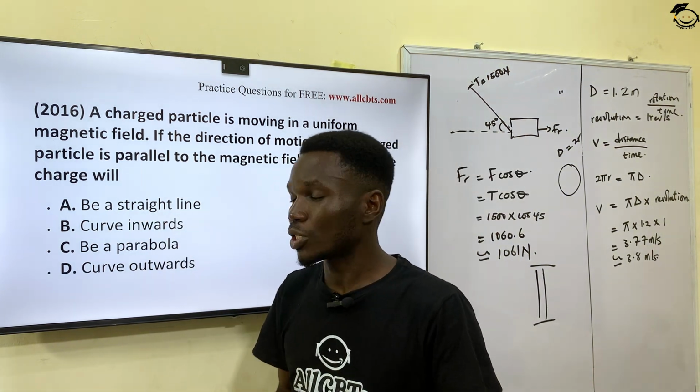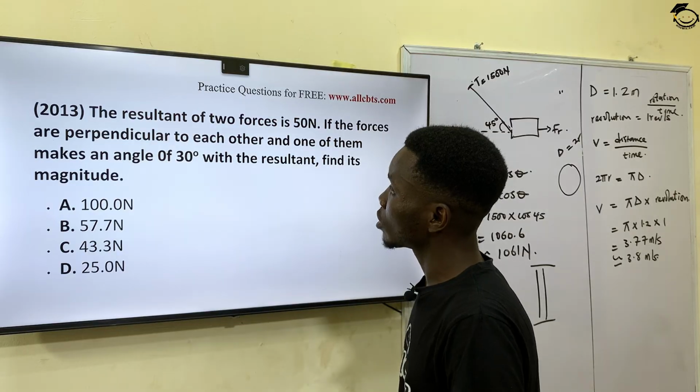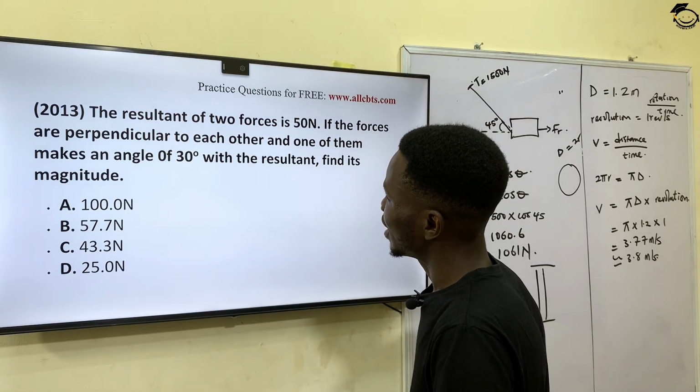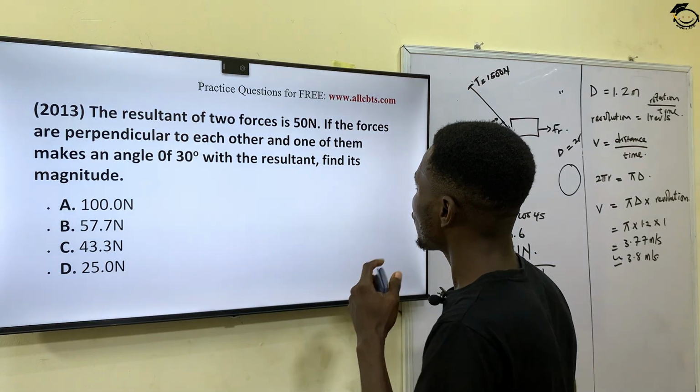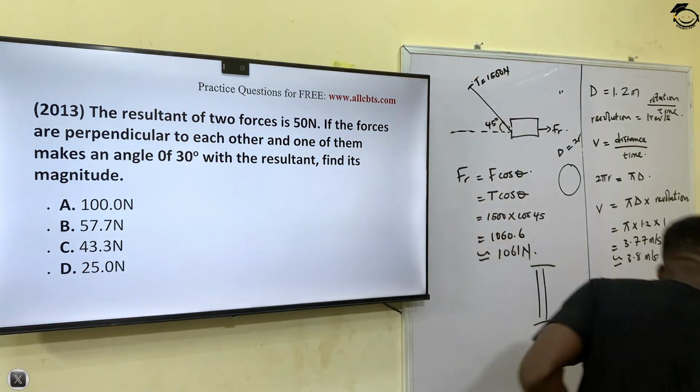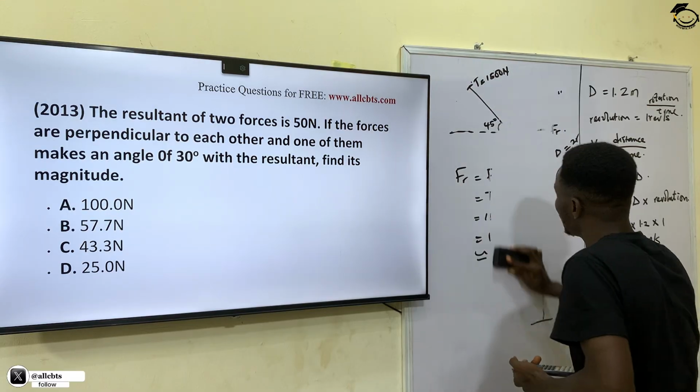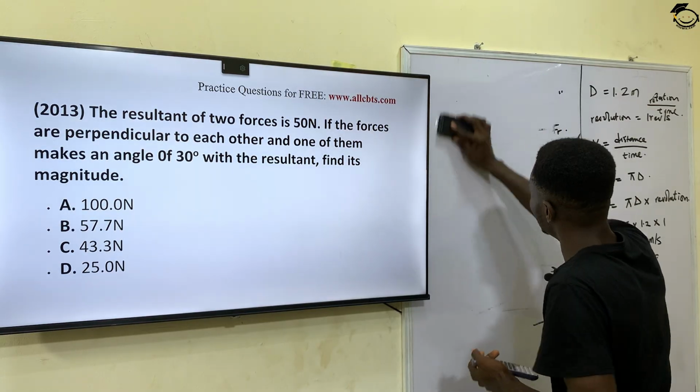So let's move to the next question. This question was gotten from 2016. It says, the resultant of two forces is 50 Newton. So this is a calculation question. The resultant of two forces is 50 Newton.